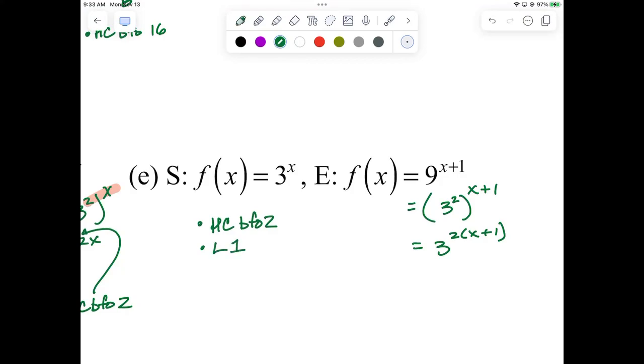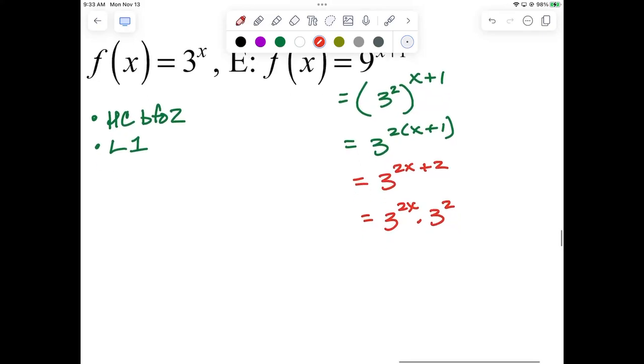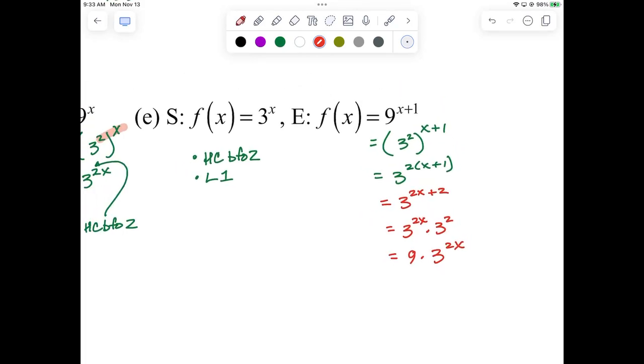Now watch, we can keep going with this. If I distributed the 2, I get 3 to the 2x plus 2. And now I can use that property from above that says it's 3 to the 2x times 3 to the second, which now I could bring the 3 squared into the front and call it 9 times 3 to the 2x. So what's another way to manipulate 3 to the x? What would the 9 do?